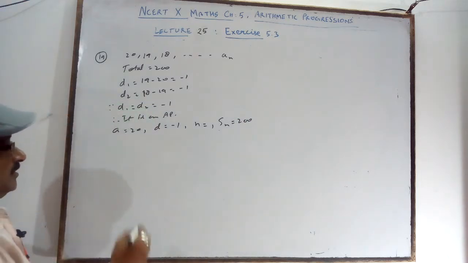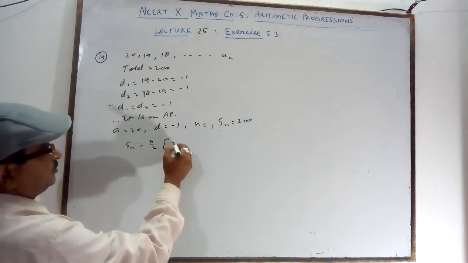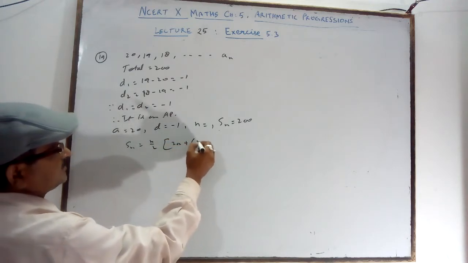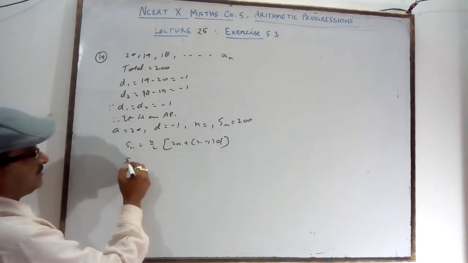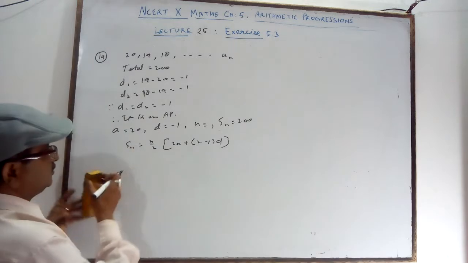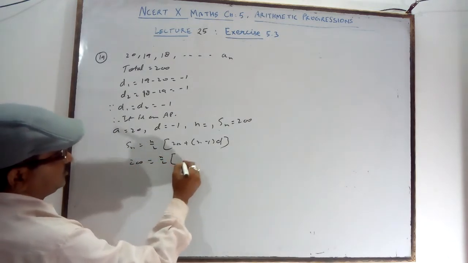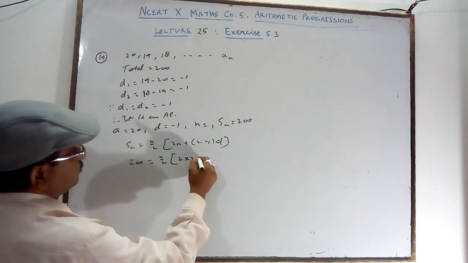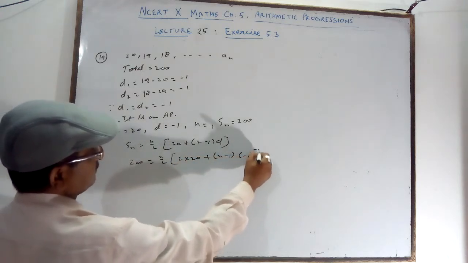Sn is given as 200, so you will apply the formula Sn is equal to n by 2 into 2a plus n minus 1 into d. Here Sn is 200, so 200 is equal to n by 2 into 2 into 20 plus n minus 1 into minus 1.